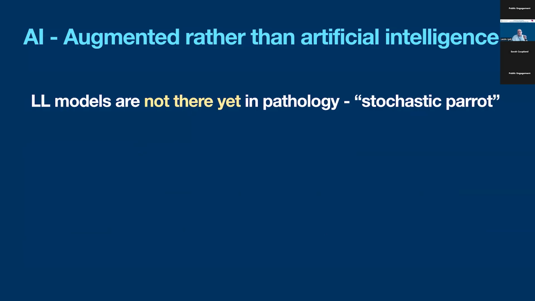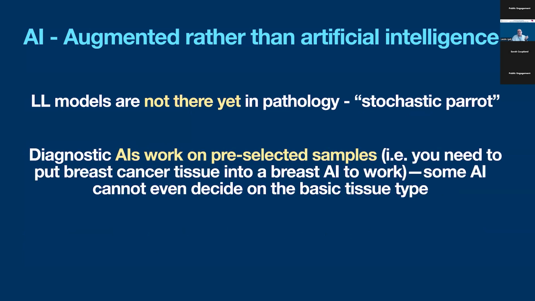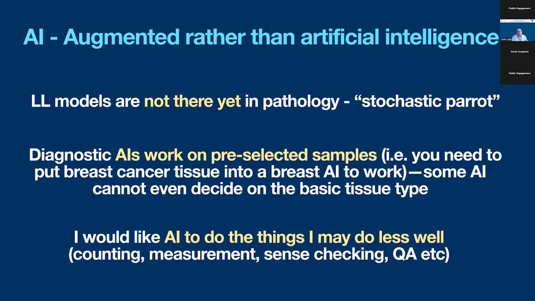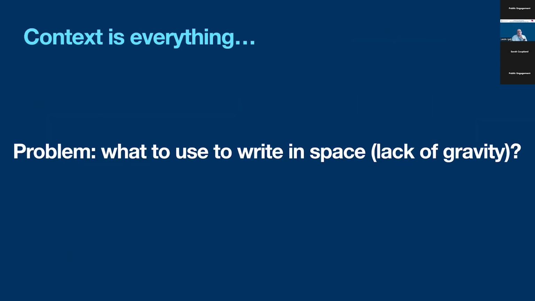AI. Large language models are not there yet in pathology. They behave like stochastic parrots. You can have a conversation, but they are not learning. The diagnostic AI probably works only on pre-selected samples. You have to tell the breast AI that this is a breast cancer, and the prostate AI that this is a prostate cancer, even before you start to work. It needs a bit of development. And I would like AI to do the things which I don't do terribly well: measurements, counting, sense checking, and QA, which is coming on.